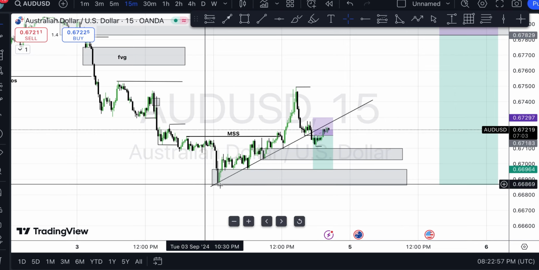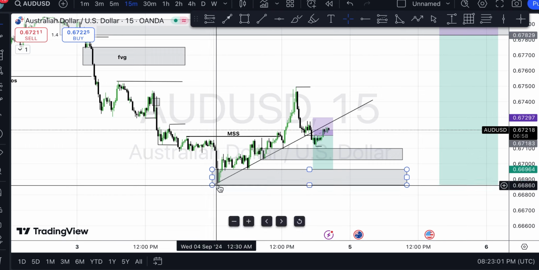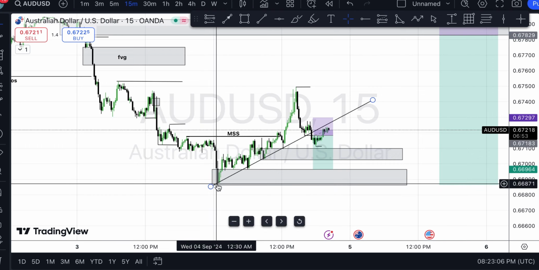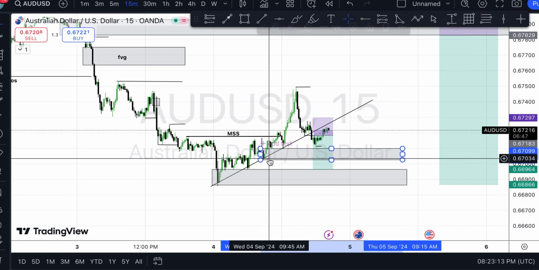So this is a trend line. You see this line that I drew here is a trend line. For you to know that it's a valid trend line, there should be at least 3 touches of this line. 1, 2, 3, and now we even have 4.